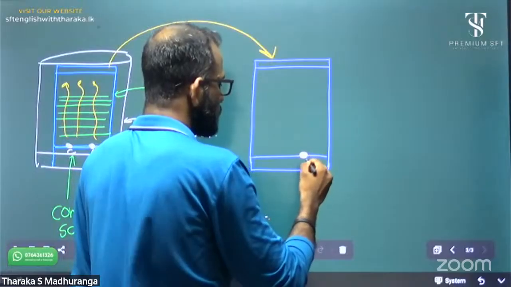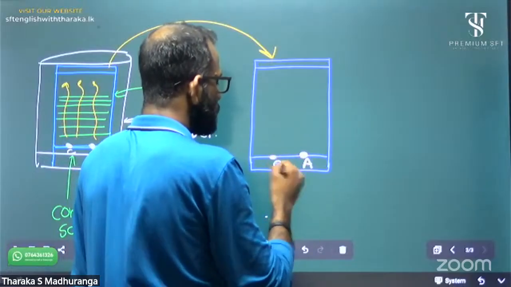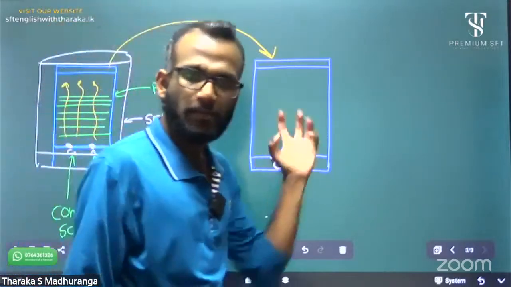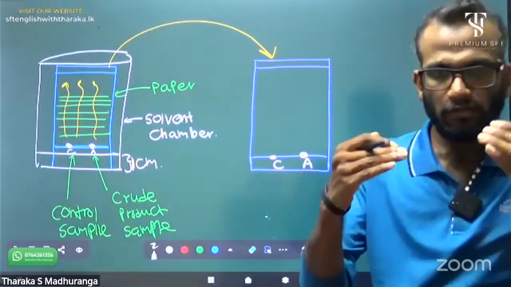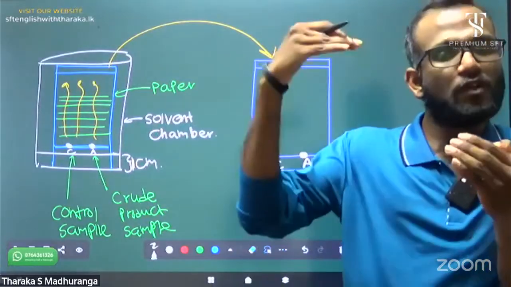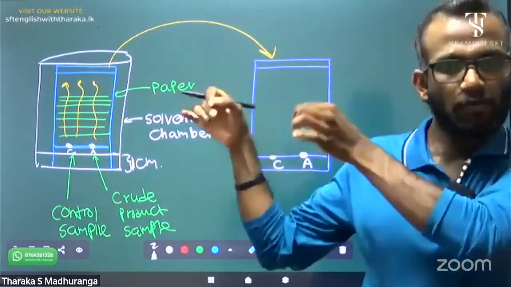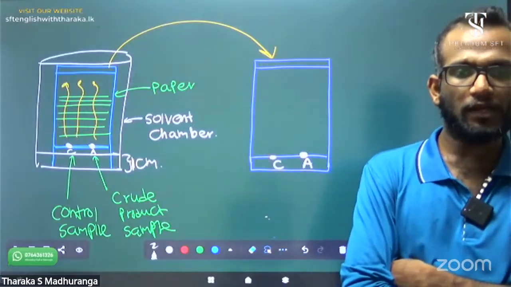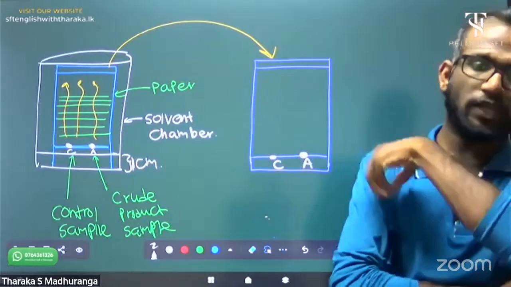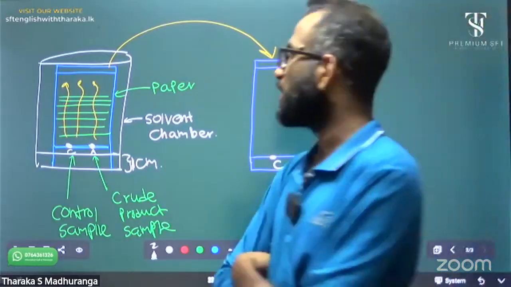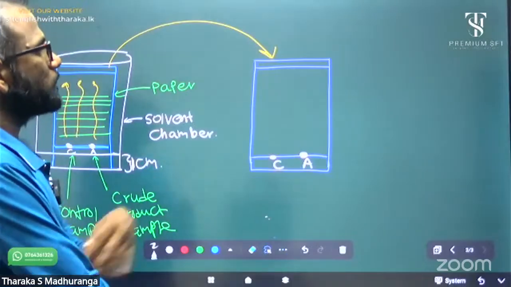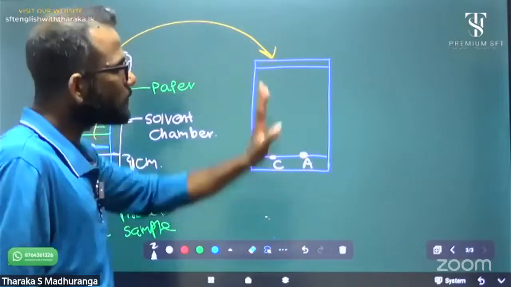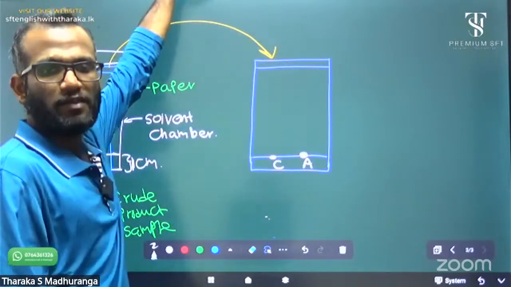This is the crude product sample, and this is the control sample. Now, when the solvent front reaches the solvent front line, we can take the chromatography paper out of the chamber, right? Actually, if you observe with your naked eye, we can't see any difference.